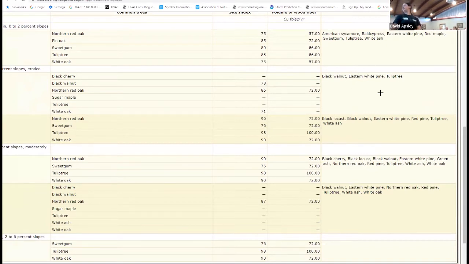And then it will give you common trees that will do well. This also goes back to how often it's updated. You guys notice some of these list white ash? Probably would not pick white ash and plant on that. But when this list was created, we did not have emerald ash borer, and it would have been a great species to plant on that site. So we'll list some good species.